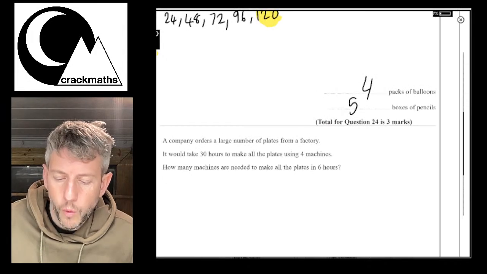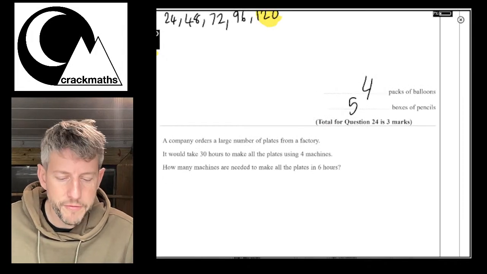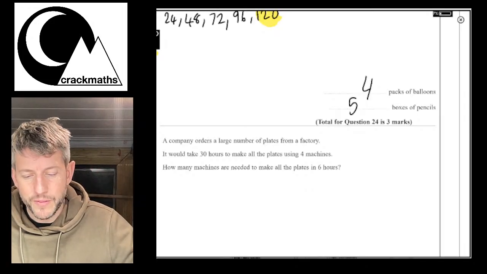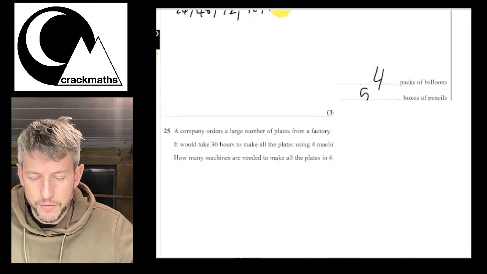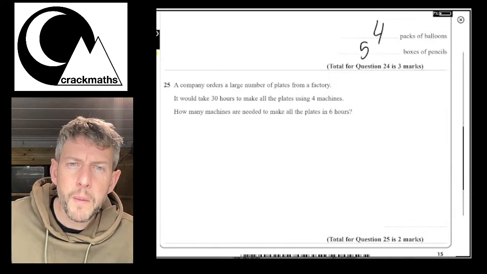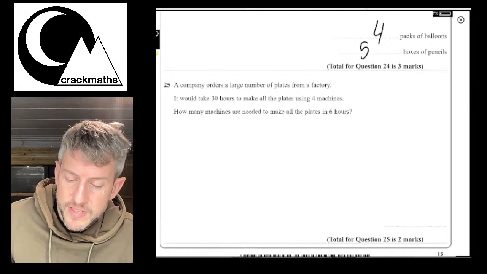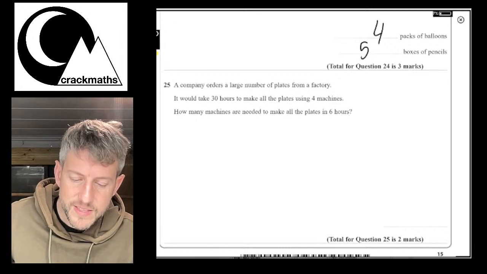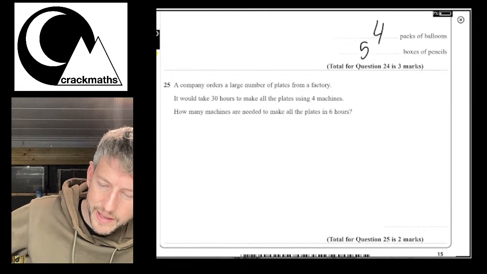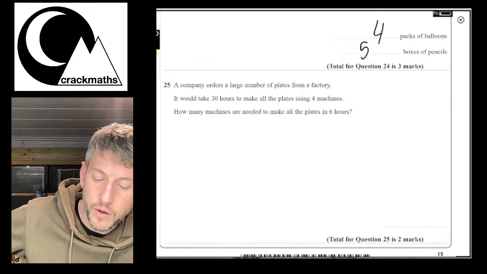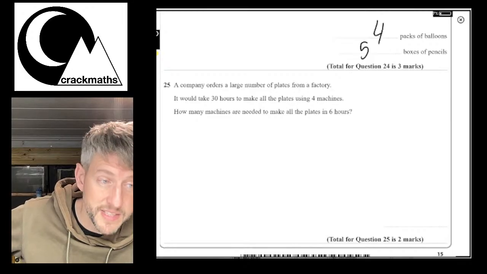A company orders a large number of plates from a factory. This is a funny question. Question 25. A company orders a large number of plates from a factory. It would take 30 hours to make all the plates using 4 machines. How many machines would it need to make all the plates in 6 hours?